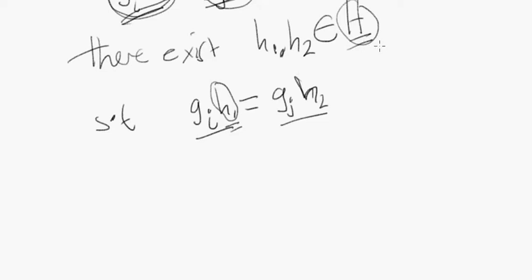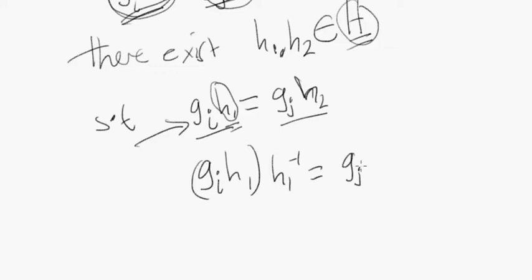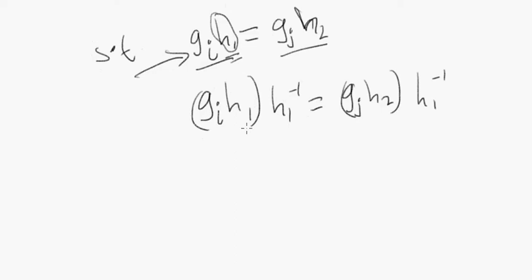And if h1 is an element of the subgroup, well, subgroups are still groups, and groups always have inverses. So we can right multiply our first equation by h1 inverse, thereby obtaining that Gih1 times h1 inverse equals Gjh2 times h1 inverse. Now h1 times h1 inverse gives us the identity, so we end up with Gi equals Gjh2h1 inverse. That's what we end up with.